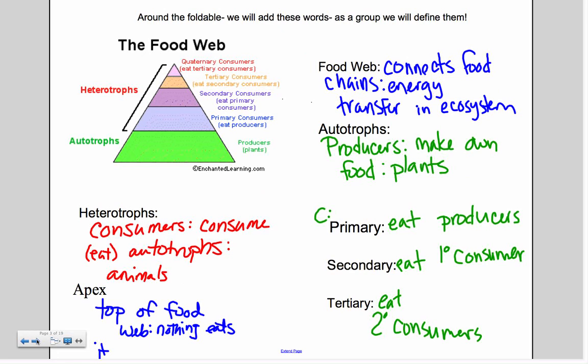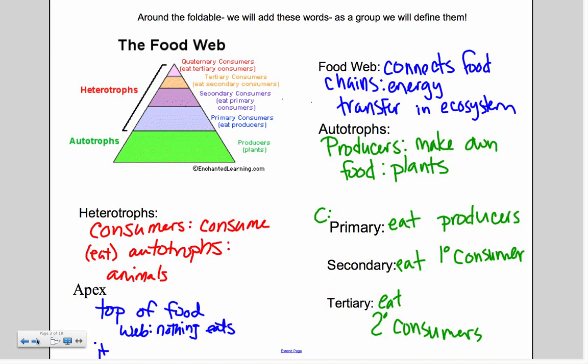Then within the food chain, there are things called autotrophs and things called heterotrophs. Autotrophs are producers, which means they make their own food. Traditionally, these are plants. Heterotrophs are consumers, and they have to consume or eat autotrophs. These are usually animals within our food chain. There are some heterotrophic plants, like the Venus flytrap and the pitcher plant, which get their energy from the absorption of other animals or plants.